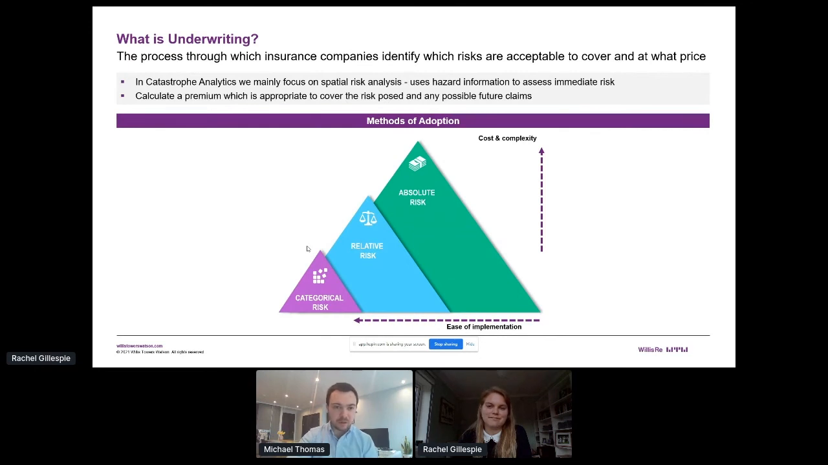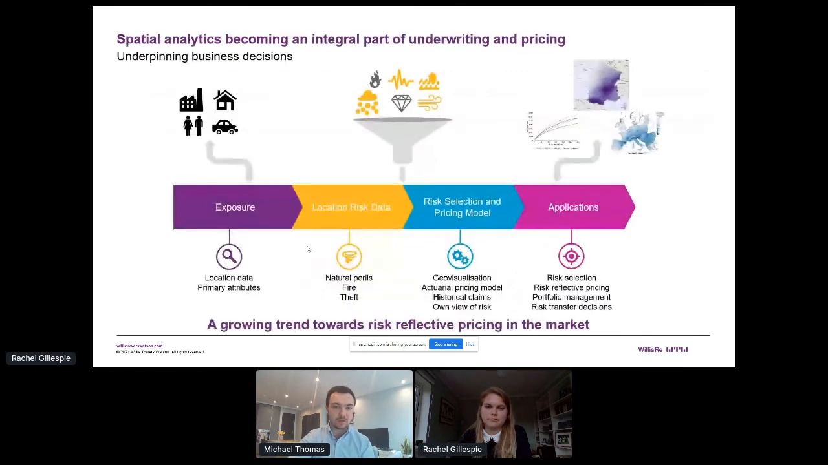But if we move on next to our main piece of the presentation today on underwriting, spatial analytics is becoming an integral part of underwriting and the pricing, business decision framework. And if we look at this workflow here, it all starts with the exposure, and this has similar links to the CAP model framework, but works in a slightly different way.